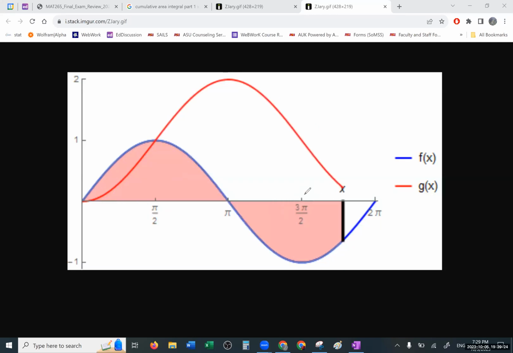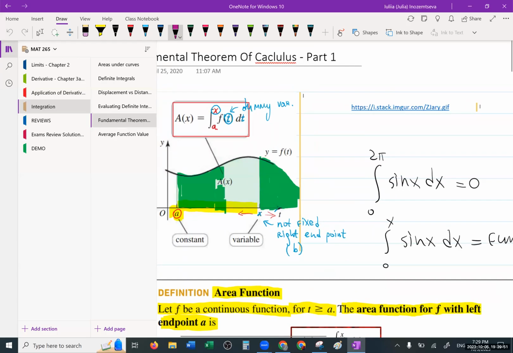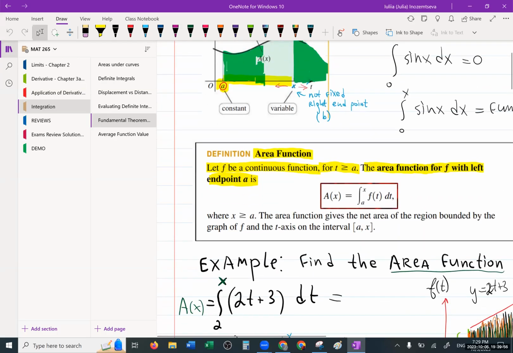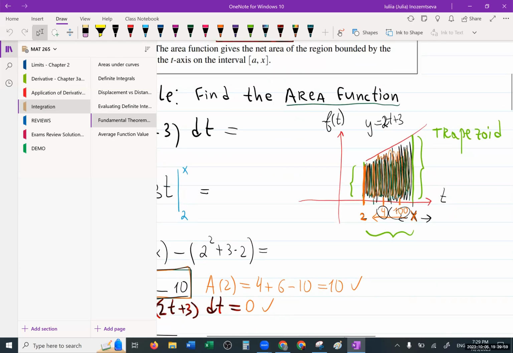I find it pretty cool because it's a very applied engineering idea that I don't want to fix the right end point yet. I want to have it moving to see maybe later where I want to stop. Maybe I want to stop where area is maximized, and now I know it's over here at pi. Or maybe I want to stop when I hit some specific moment. So, whatever. That's kind of the idea. That's how I teach it in class. It's fundamental theorem of calculus, part 1. Area function, and it accumulates.